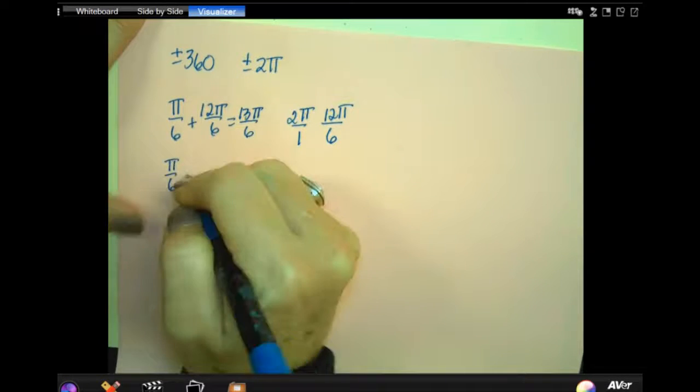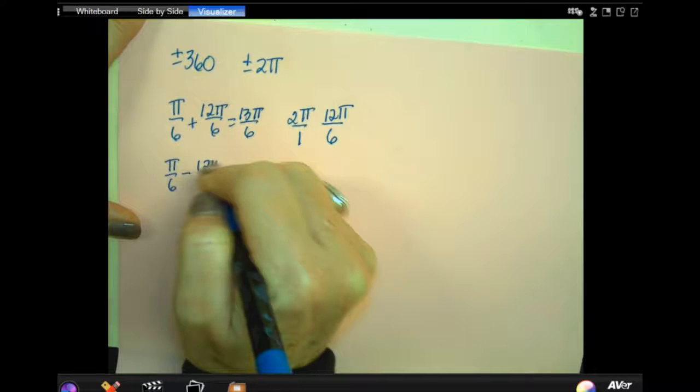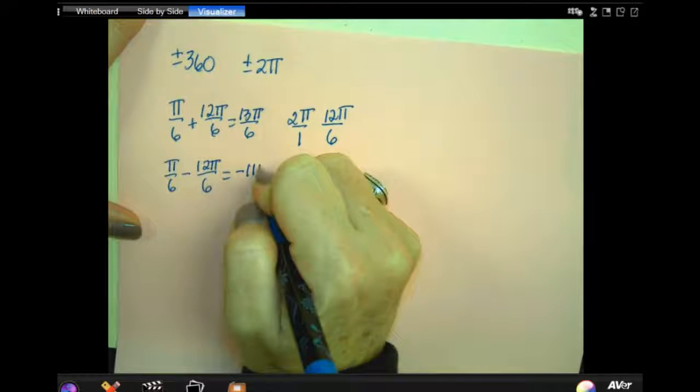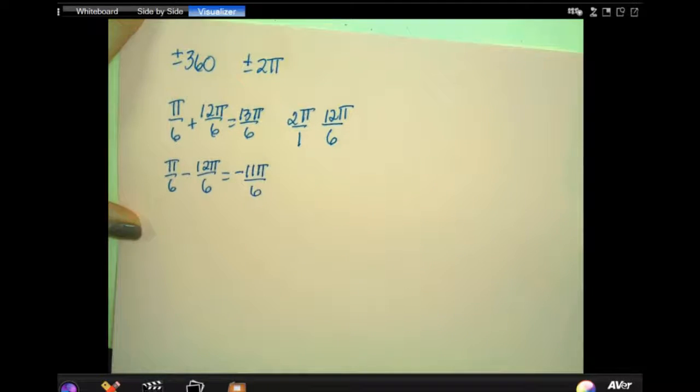So, if I subtract, this is like taking 1 pi minus 12 pi, which gives me negative 11 pi. And if you don't put the negative, y'all, it's wrong. I have to have a positive and a negative. The reason is that the positive angle rotates this way, but the negative goes this way. If you don't have the positive and negative, I don't know if it's right or wrong.